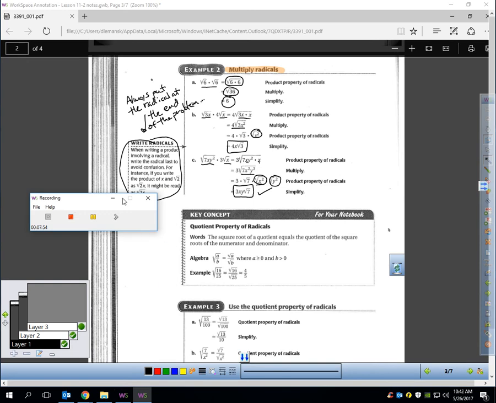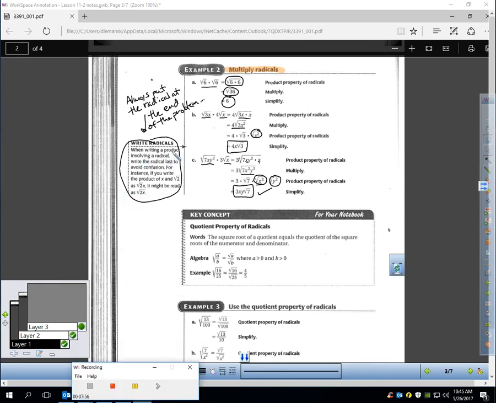It's always important when you write a product involving a radical to write the radical last. So you notice in the answers here, let me highlight these. You notice in this answer, they wrote the radical at the end of the problem. You always want to write the radical last at the end of the problem.